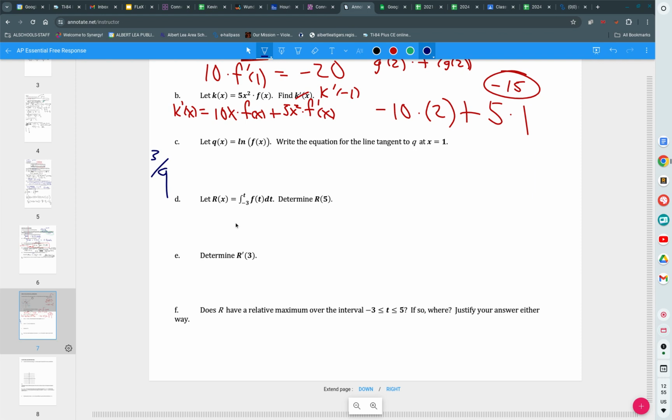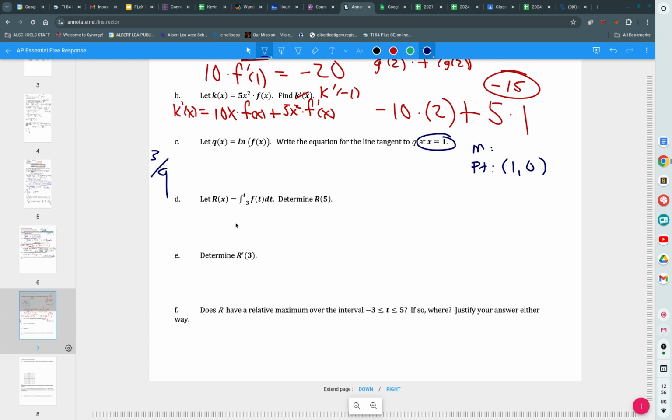Let q of x be natural log of f of x. Write the equation for a line tangent to q at x is equal to 1. I need the equation for the line tangent at x equals 1. Very good. What 2 things do I need to write the equation for a line? I need slope, and I need that point. Well, the point for the x value is 1. How will I determine the y value? Plug it in. I plug in 1 for f of x. What is f of 1? 1. And what is the natural log of 1? 0.